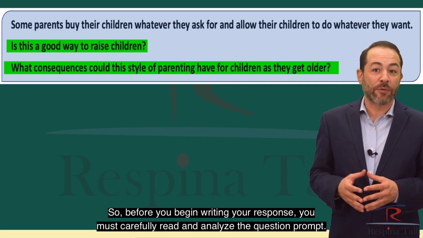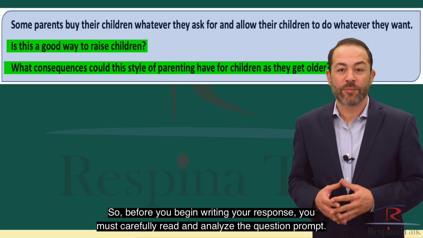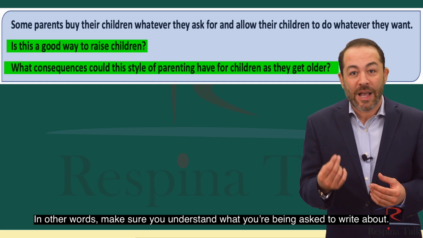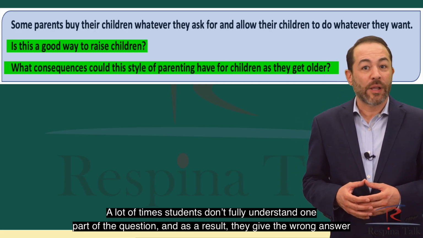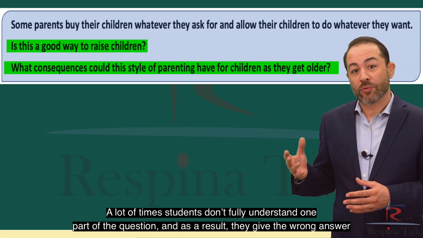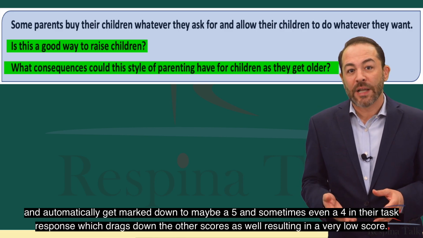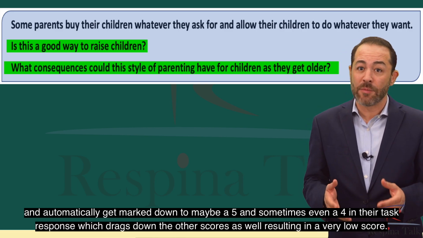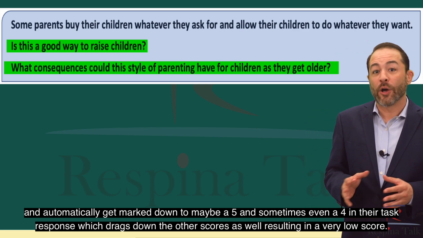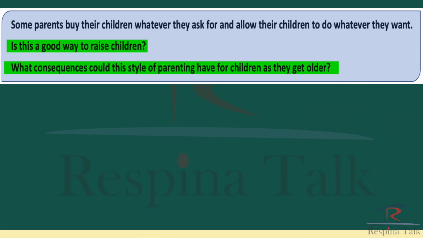So before you begin writing your response, you must carefully read and analyze the question prompt. In other words, make sure you understand what you're being asked to write about. A lot of times, students don't fully understand one part of the question, and as a result, they give the wrong answer and automatically get marked down to maybe a 5 and sometimes even a 4 in their task response, which drags down the other scores as well, resulting in a very low score.